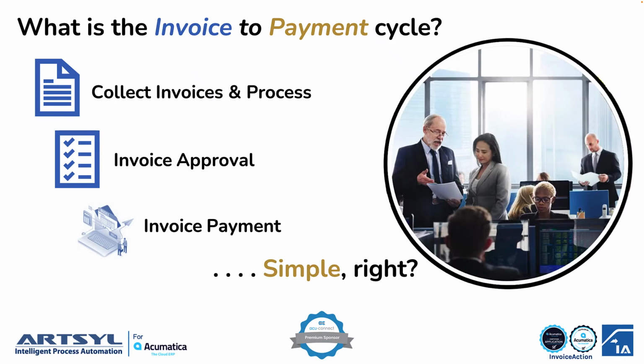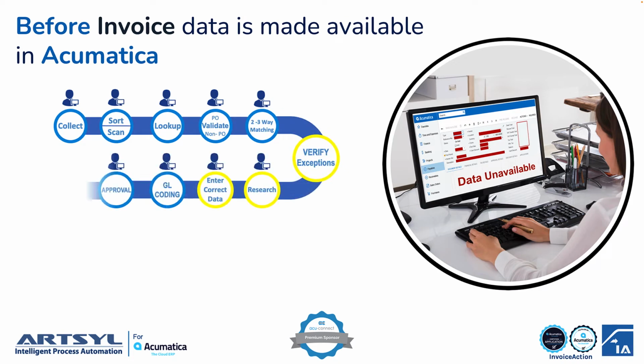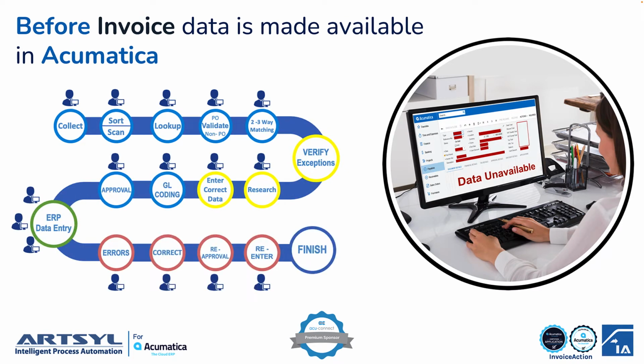So, what is the invoice to payment cycle? Well, you collect your invoices, you process them, and then you get approval to pay them, and then you pay them. Seems simple, right? Well, before you can process an invoice and pay it, there is typically a manual process for getting invoices processed, approved, and entered into Acumatica. Because of that, many companies are frustrated because too much time and resources are spent within a manual and costly process before transactional data is available.